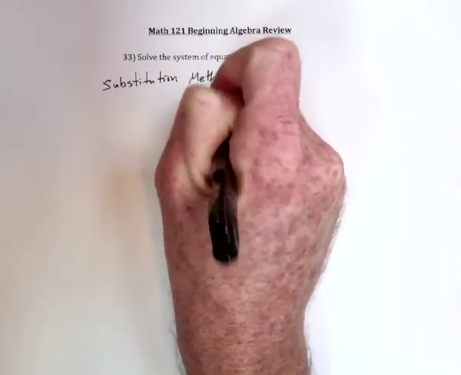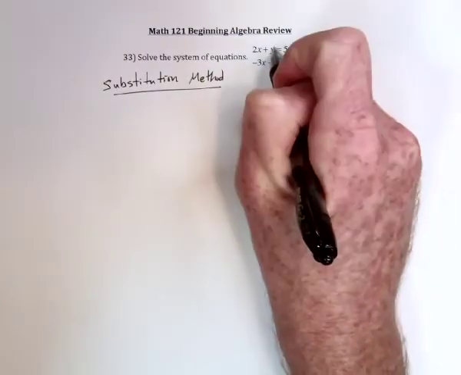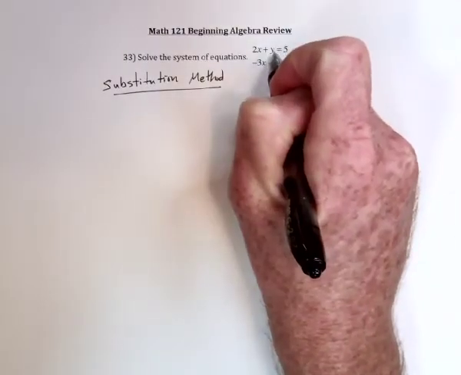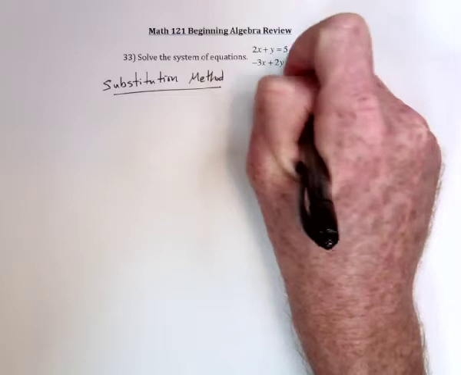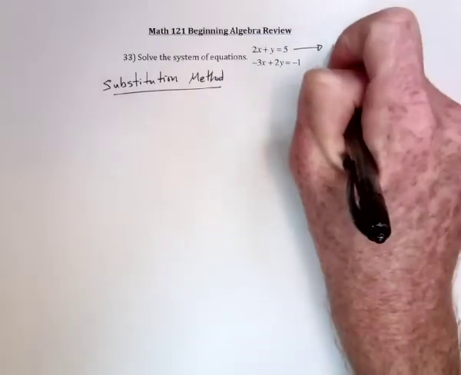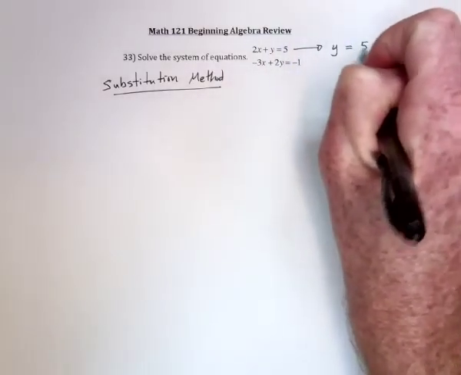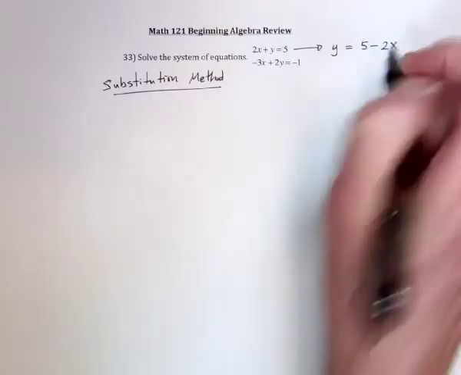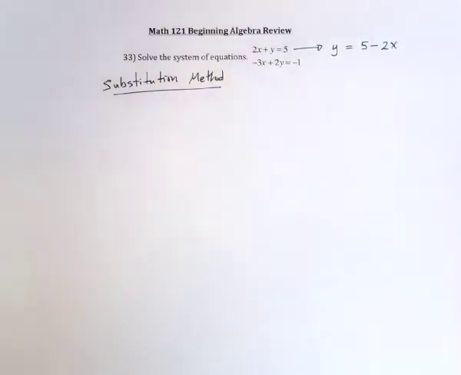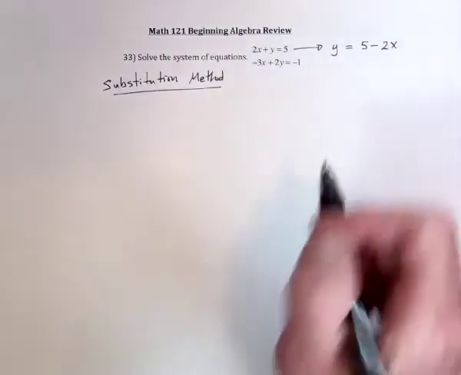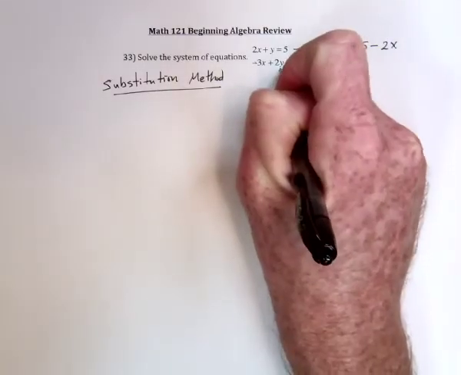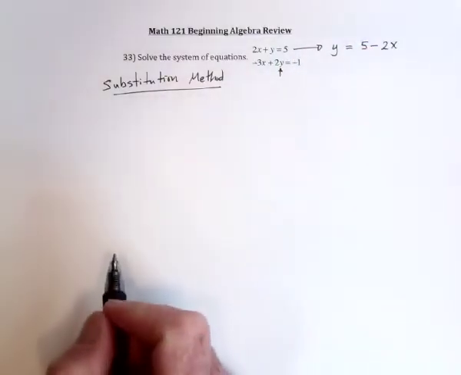So what you do with the substitution method is solve for this y right here. So that means I would need to subtract 2x from both sides. So just move that 2x to the other side, subtract 2x from both sides, and then you take that and substitute it in for this y right here in the other equation.